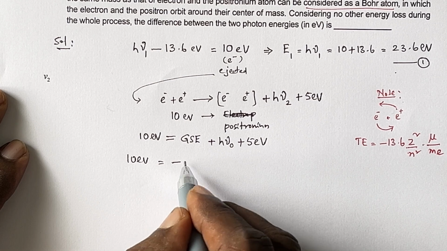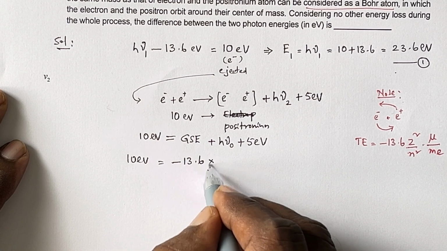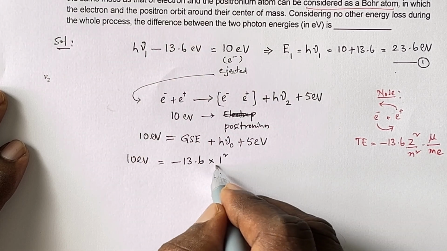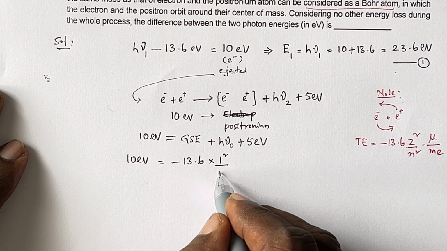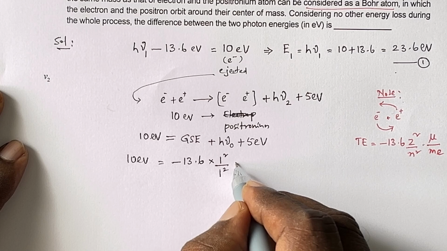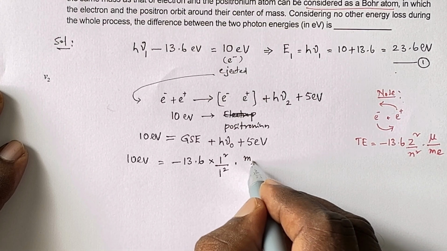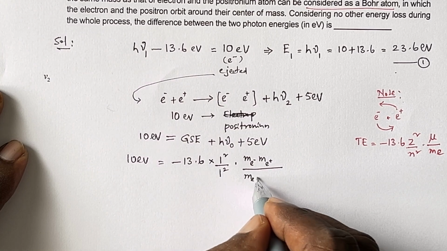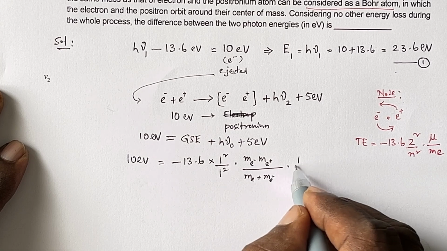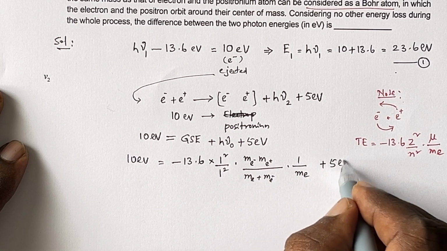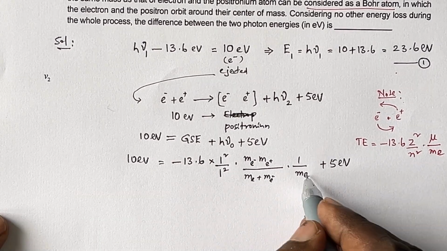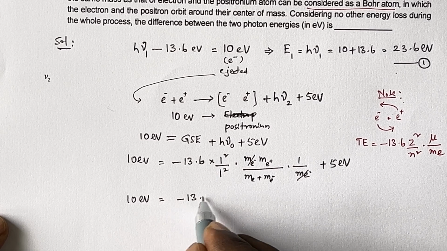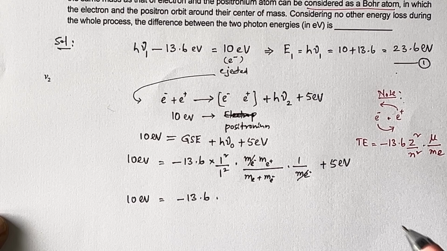So this formula is used to find the ground state energy of positronium. Let us use that: minus 13.6 into, this is a hydrogen-like Bohr atom, so Z is equal to 1, and it is having only one orbit, principal quantum number n is equal to 1, into the reduced mass formula: mass of electron times mass of the other particle by mass of electron plus mass of the other particle, into 1 by mass of electron, plus 5 electron volt. So one mass of electron will cancel.